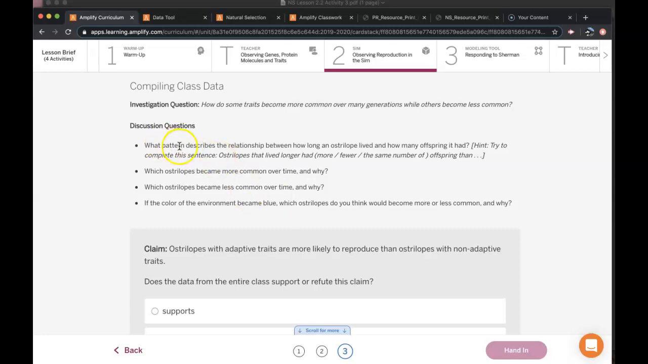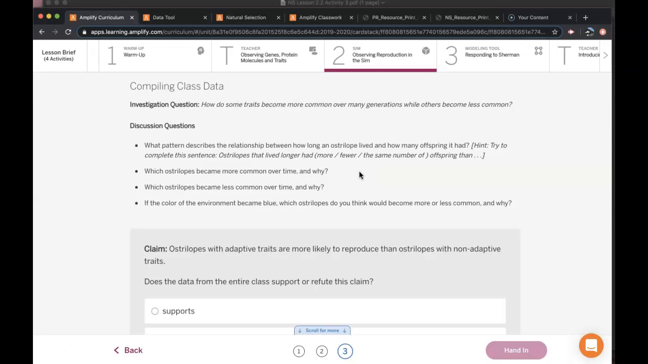So it says, what pattern describes the relationship between how long an Australope lived and how many offspring it had? So if I were to complete this sentence, I would probably say that Australopes that lived longer had more offspring, which makes sense. Which Australopes became more common over time and why?